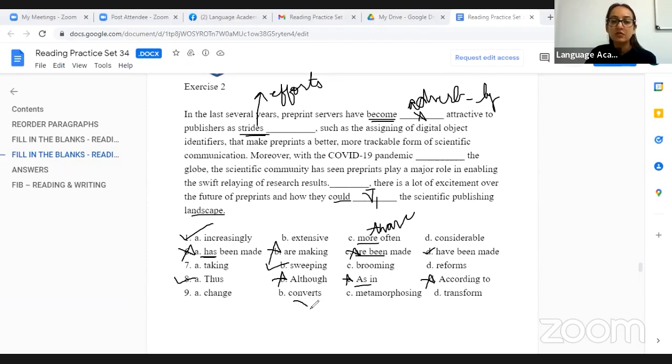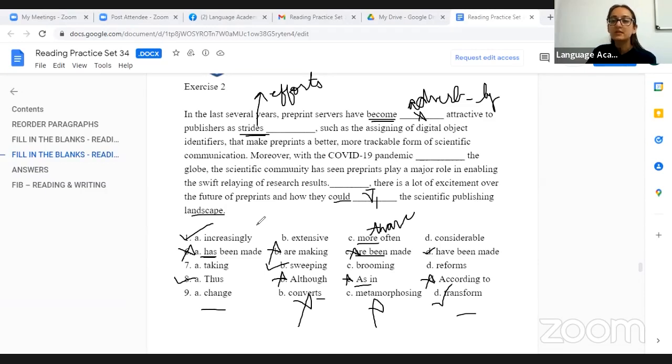So here, two options will be eliminated. This has s, this has ing. So we have change and transform. Both of them are synonyms of each other, so we have to select based on which is more academic. Transform is more academic than change, so that is why we go with transform. Change is a general word. Transform is a more academic version of the word change only. That is why it will be: how they could transform the scientific publishing landscape.